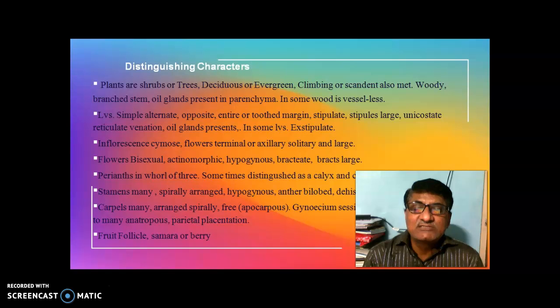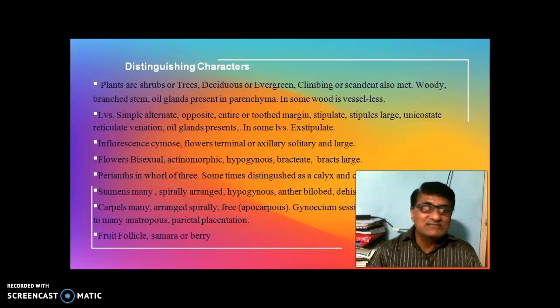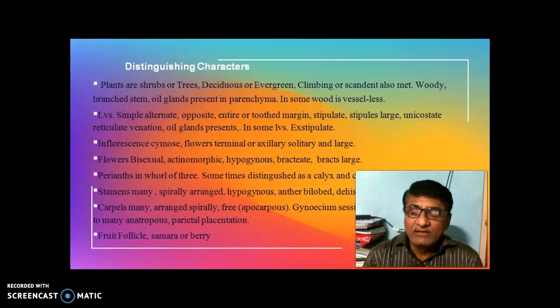The inflorescence is cymose type. The flowers are terminal or axillary or solitary, cyme, large and showy. The flowers are bisexual, actinomorphic, hypogynous, they may be bracteate, bracts are large. Perianth is present in two whorls, each whorl including three tepals. Sometimes the perianth may be distinguished as calyx and corolla, their arrangement is cyclic or spiral. There are many stamens, spirally arranged, hypogynous. The stamens originate from the base of the ovary.